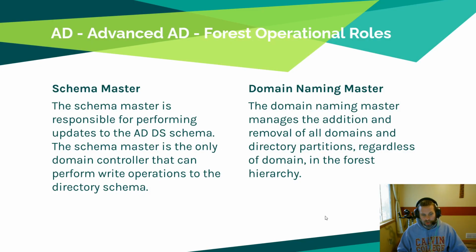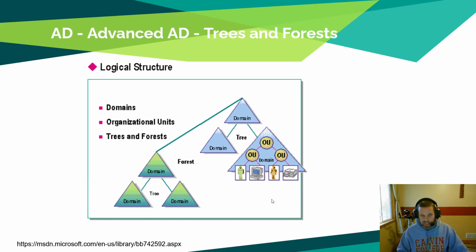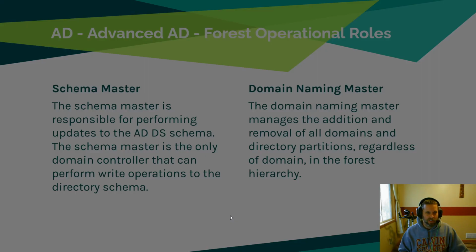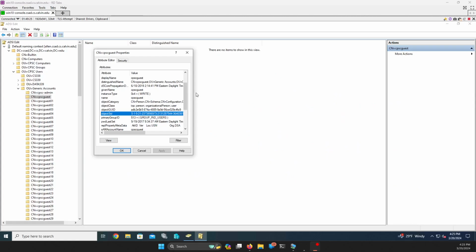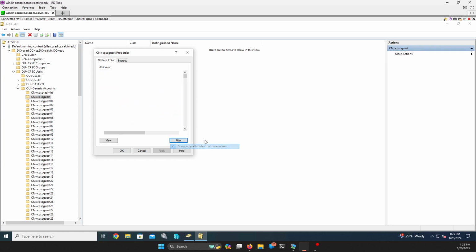So within an Active Directory forest here, this is all one big forest, multiple domains that are linked together. I have a couple of other operational roles, or operation masters, within a forest. I have a schema master, which is responsible for performing updates to the schema. And the schema master is the only domain controller that can perform write operations to a directory schema. And what I mean by schema is, let me see if I can show this again. All of these attributes that are set up here, they have to exist within a schema.